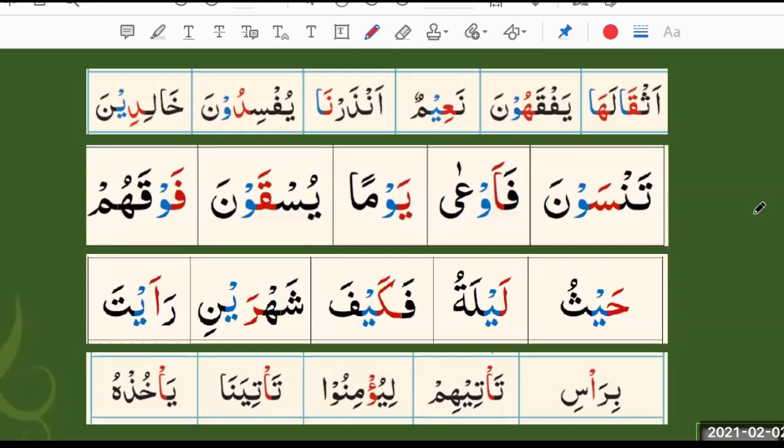Yawman, yusqawna, fawqahum, haythu, laylatu, faqayfa, shahrayni, Ra'aita, Birahsi.